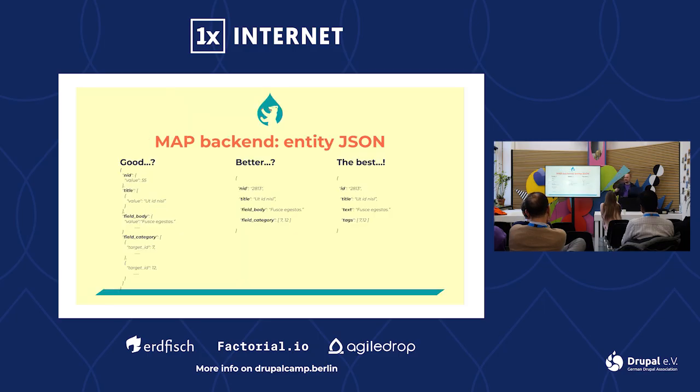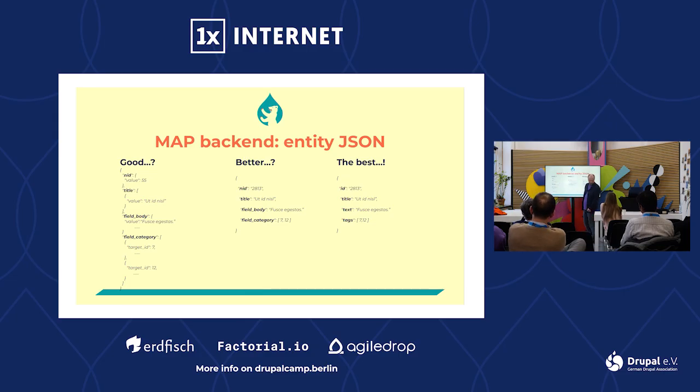Next point, entity JSON. My favorite. Out of the box, the REST API module exposes entities in such a format. When I first showed this format to a front-end developer, they asked, what is it? Why do we have this second level, value, value, value, target ID? Why here value and here target ID? It can be an entity ID. What's the logic? No logic. And how can I understand? No way.